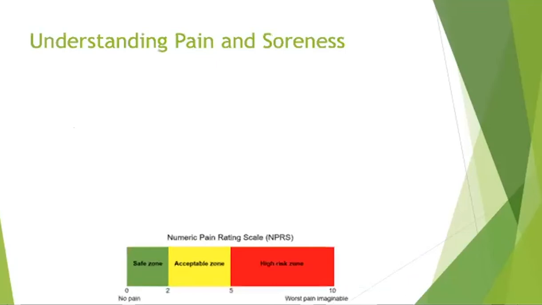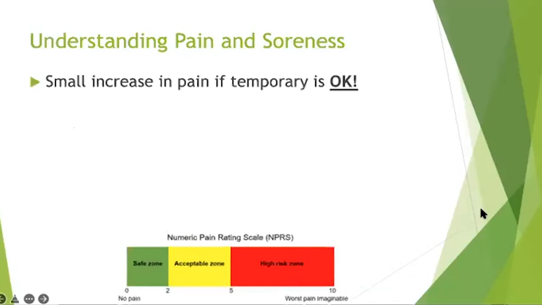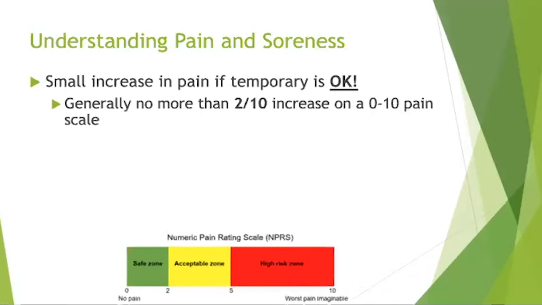So let's talk a little bit about pain and soreness. So you can see here at the bottom, this is called the numeric pain rating scale. And you probably, if you've gone to a doctor's office, they've asked you, hey, on a scale of 0, no pain, 10, the worst pain possible, how bad are things hurting right now? So understand with tendinopathy and tendon pain, when you're rehabbing, a small increase in pain, if temporary, is actually okay. And that means generally no more than 2 out of 10 increase on the 0 to 10 pain scale. Meaning, if your tendon is hurting 2 out of 10 pain at rest, it's okay if it goes up to a 4 out of 10, but that's only temporary.